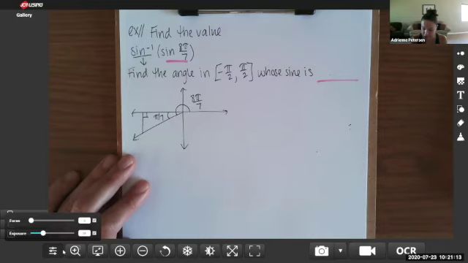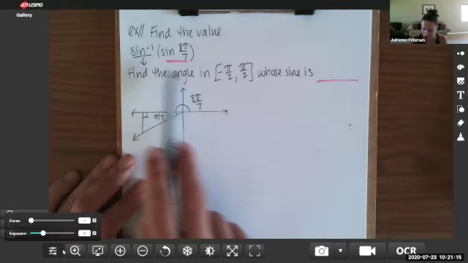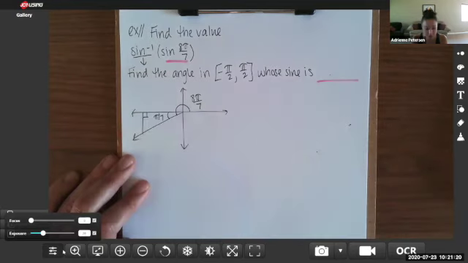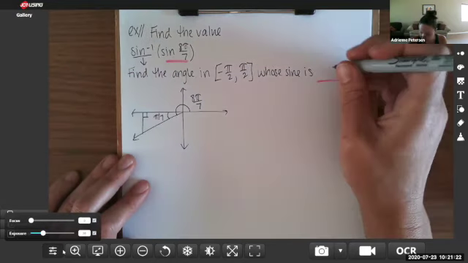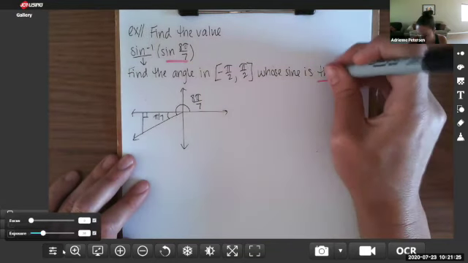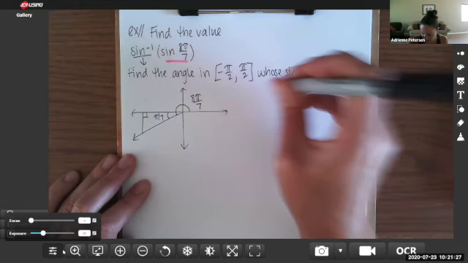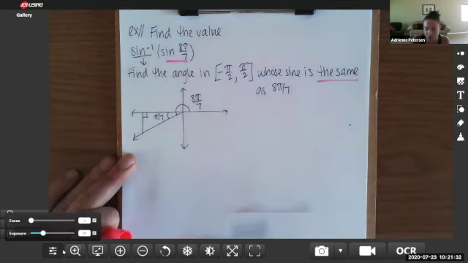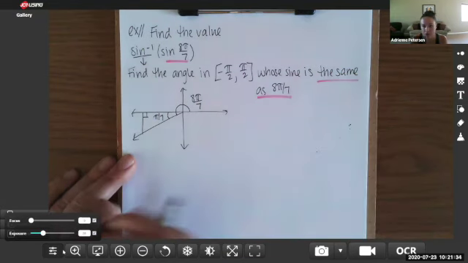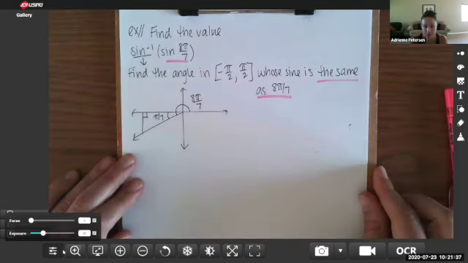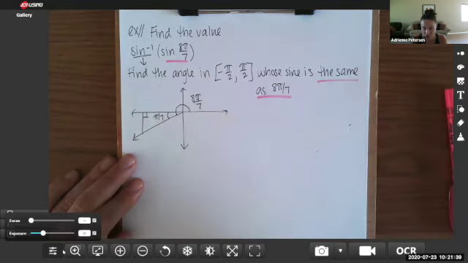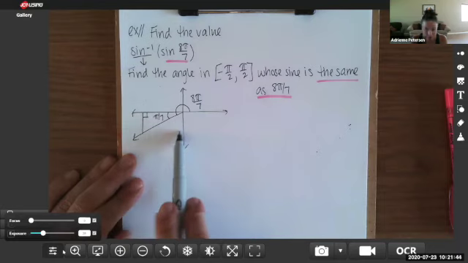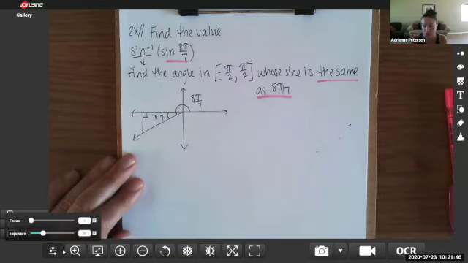Okay, so we're asked to find the angle in negative pi over 2 to positive pi over 2 whose sine is whatever the sine of this angle is going to be. Now looking at this triangle, we don't know how to do that. So we'll just say whose sine is the same as 8 pi over 7. We don't actually have a value for this, but if we used a calculator, we could get some answer between -1 and 1. Okay, so what I want to do is draw a matching triangle. I want to find an angle whose sine is the same as this angle. So all I have to do is draw a matching triangle.